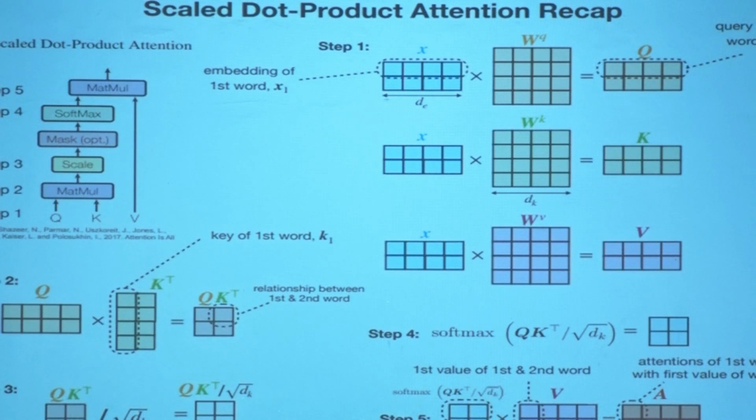Okay, so we have already seen this. Same operations. What are those operations? Step 1, X into WQ, WK, WV, where we'll generate Q, K, V. This is step 1. Step 2, Q into K transpose. Step 3, Q into K transpose divided by square root of dk. Step 4, softmax of that. Step 5, multiplying them with value. Same thing will happen in the encoder block. Same thing will happen in the decoder block as well.